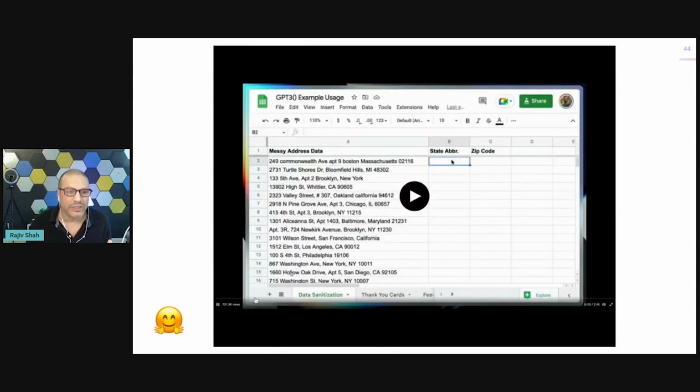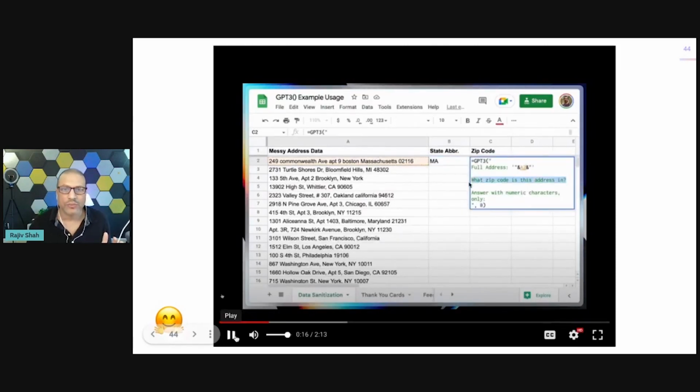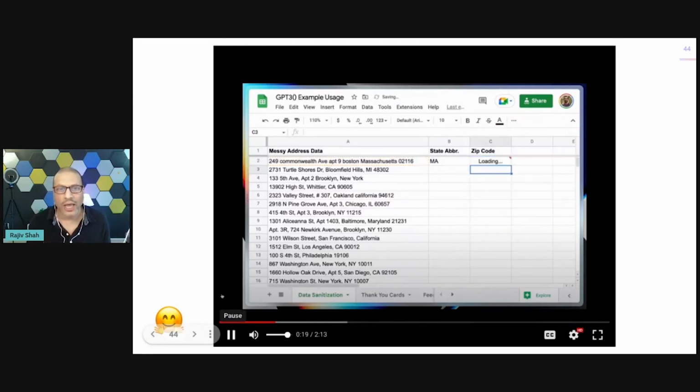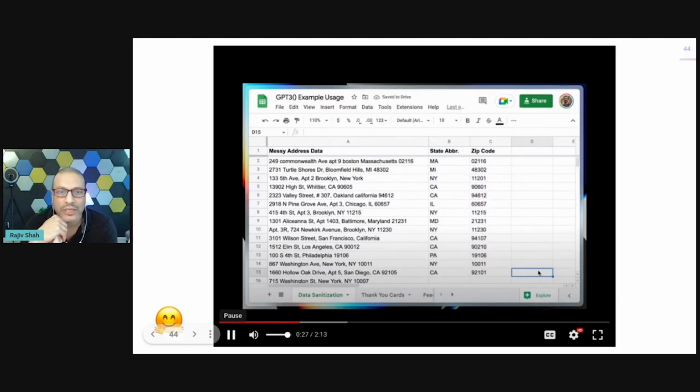Like, this is an example showing how to use it with GPT-3, but I think it's still very cool. In this case, you're using GPT-3, taking some messy address data, and figuring out the zip code, or the state abbreviation. I think this ability, and if you watch the recent TED Talk by Brockman, he had another example of using GPT in a spreadsheet.